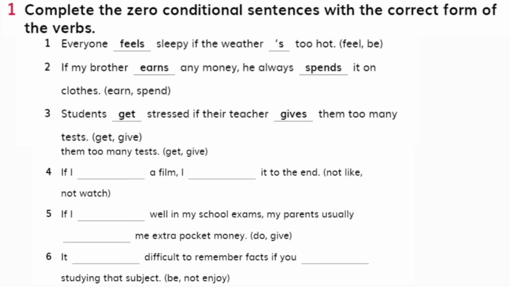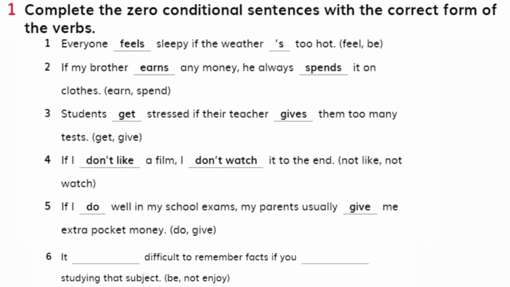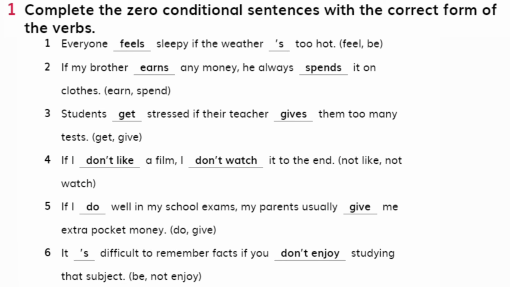Number 4. If I don't like a film, I don't watch it to the end. Number 5. If I do well in my school exams, my parents usually give me extra pocket money. Number 6. It's difficult to remember facts if you don't enjoy studying that subject.